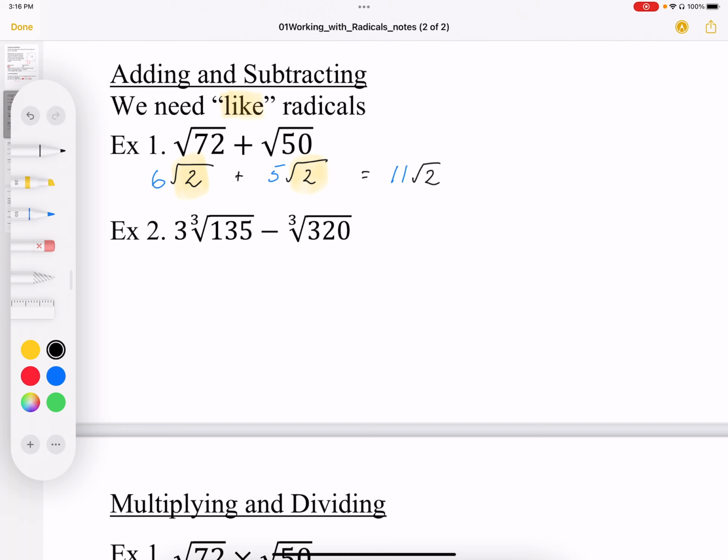For cube roots, we need to do the same thing, but we need to take out our perfect cubes. So we need to know our perfect cubes. When we look at the first one, we have 3 and then cube root. The biggest perfect cube that will divide into 135, well, we can try 1, 8, 27. 27 will divide into 135. So we get 27 times 5. 27 is a perfect cube.